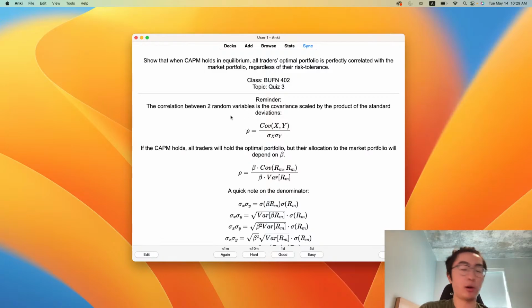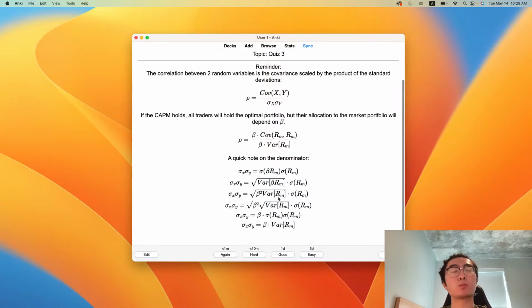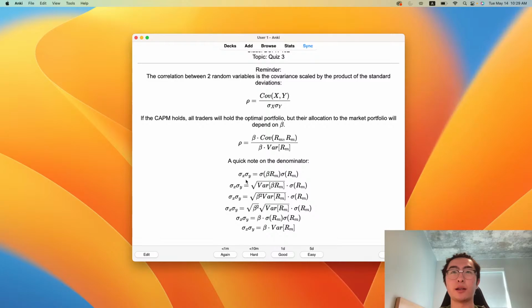Alright, so this is our formula for correlation: the covariance of x and y divided by the product of the standard deviations of x and y. So if the CAPM holds, all traders will hold the optimal portfolio, but their allocation to the market portfolio will depend on beta, right? Okay. And so we can show that this is how you can express the correlation between the two, and this is how we derived the denominator here.